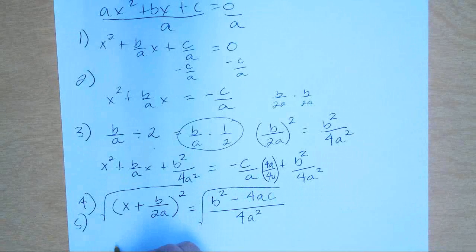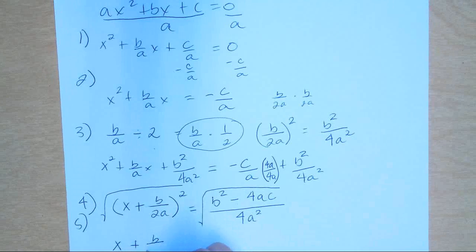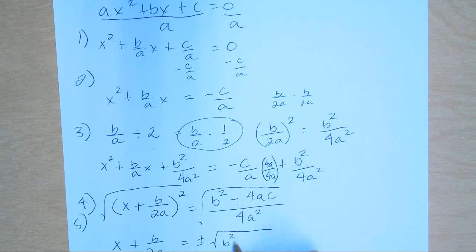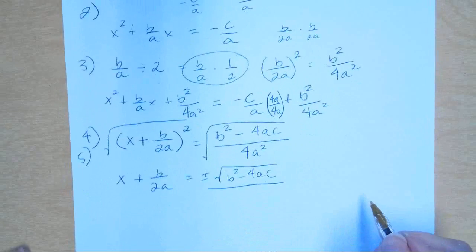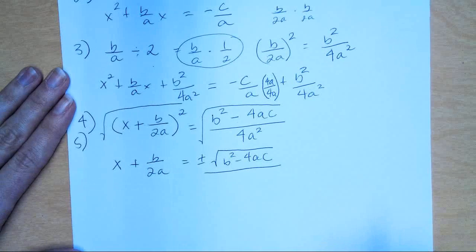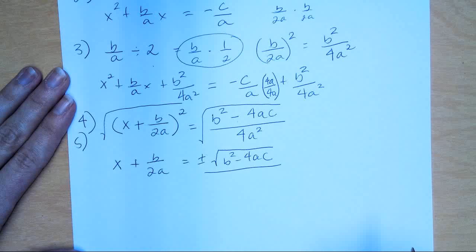This is going to give me x plus b over 2a equals, remember that when we have a square root of a fraction, what can we do? Split it up. So we have plus or minus the square root of the top. And then what about the bottom? What's the square root of 4a squared? 2a.